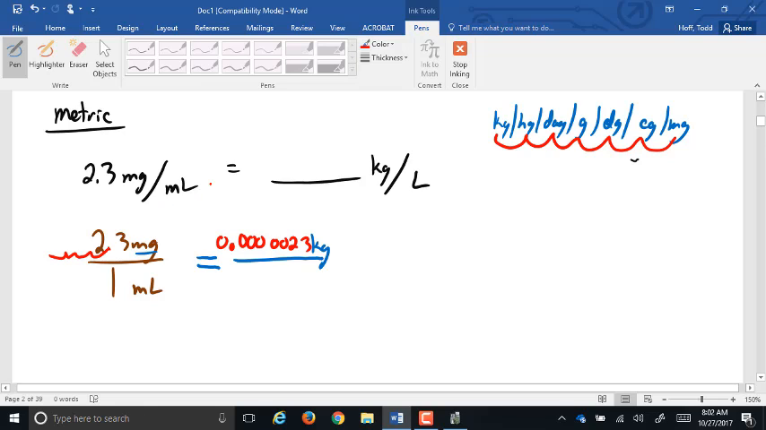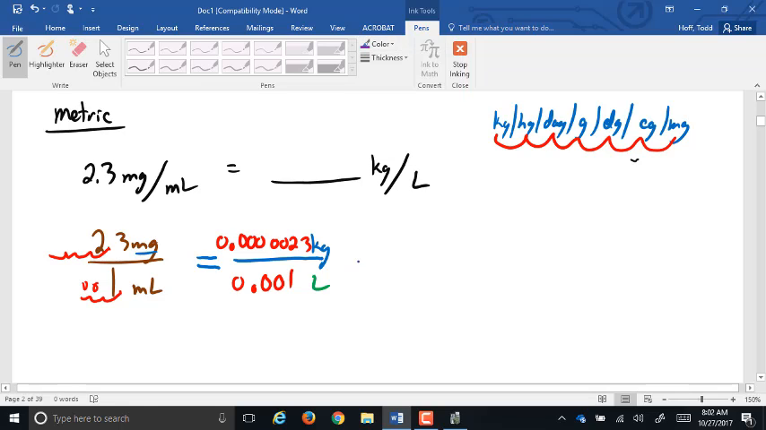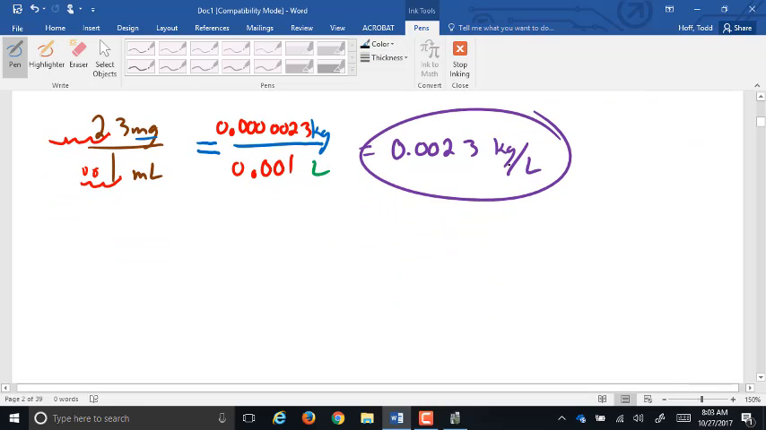1 milliliter going into liters. Milliliter to liter is 3 spots to the left. So I move 3 spots to the left, filling in those zeros. So now I have to divide that out. 0.00000023 divided by 0.001 is 0.0023 kilograms per liter. That's pretty small.